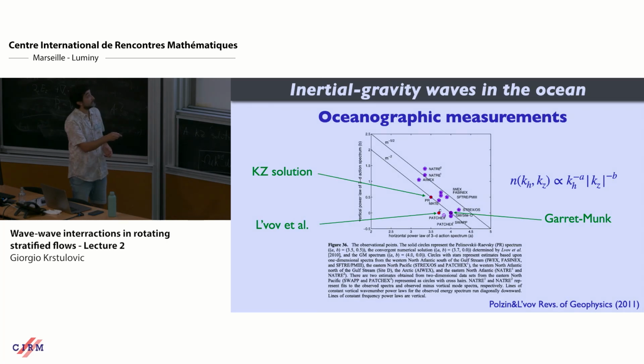What I'm plotting here is the exponent of the spectrum measured in different parts of the ocean, in different campaigns. So now it's the exponent for N, and you can pass from N to energy. Basically, here is the exponent of kh and the exponent of kz. The Garrett-Munk is this one there, which fits nicely where it was produced. But if you look at the data in the ocean, it's really scattered everywhere in this plane. The kz solution is this one there, which I will explain a bit later.